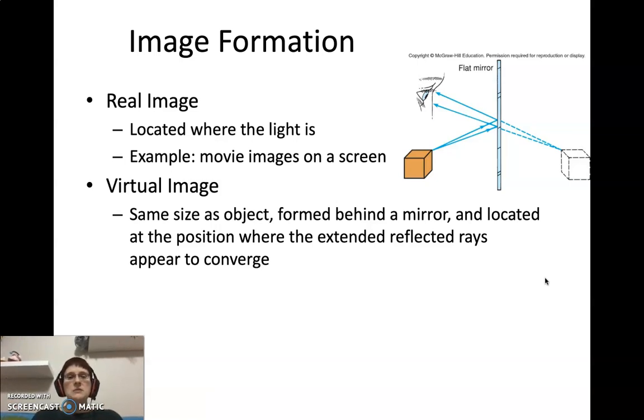The virtual image is the same size as the original object, but it's formed behind the mirror's surface. So if you take a look over here at the picture, we've got this cube. This is the original object, and you can see that the cube in the mirror is the same size, and it is also located at roughly the same point behind the mirror as this one is in front of the mirror. So why is that? That is because, as it's saying here, it's at that position where the extended reflected rays appear to converge.